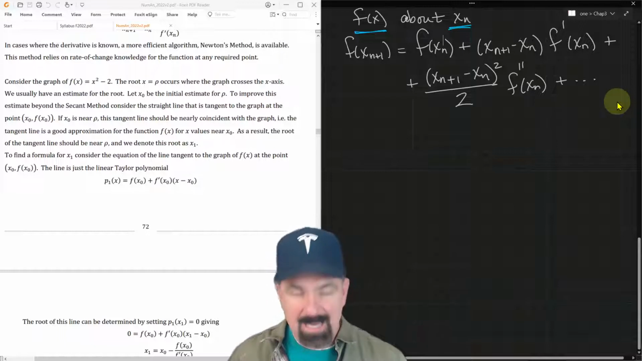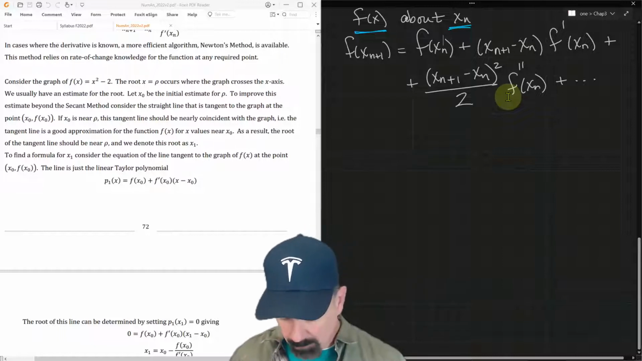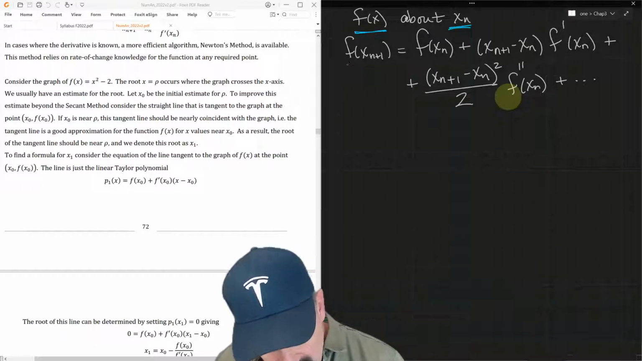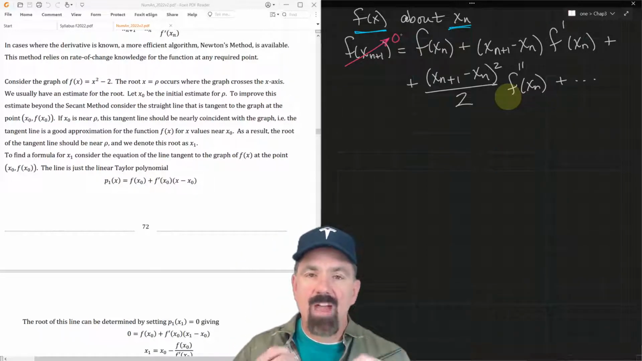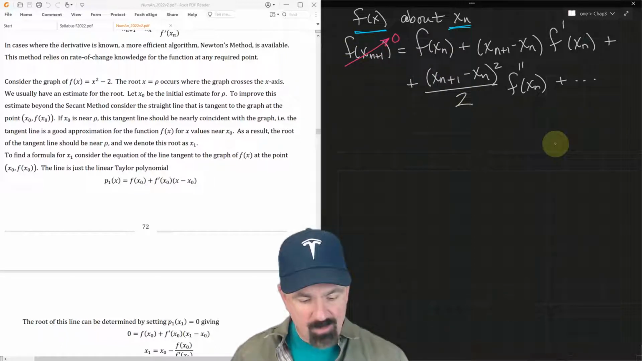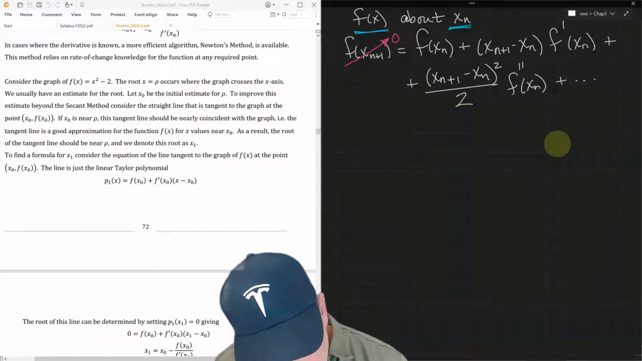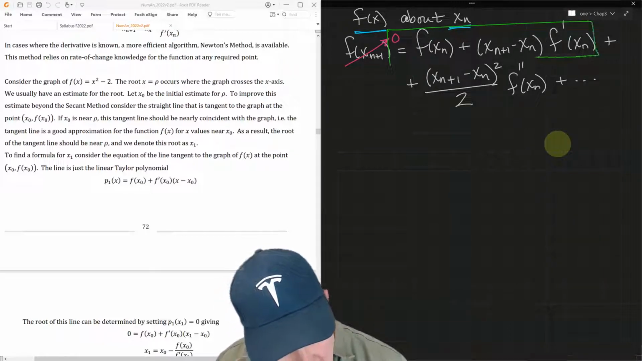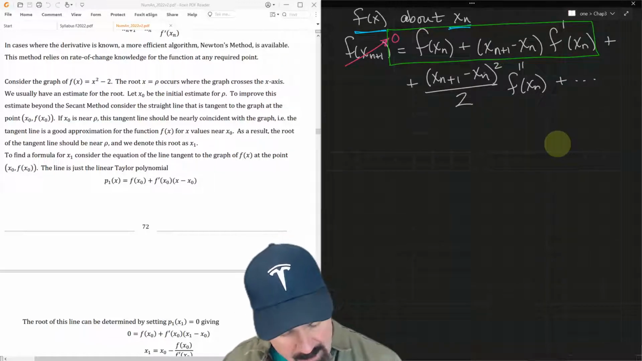And what we are seeking is xn plus 1. So we're seeking the next x approximation that gives us a zero function value. Remember, that's what we're trying to accomplish. We're trying to make this thing zero. So if we now assume that we just are going to use the first order approximation, we have this, which we can easily solve.